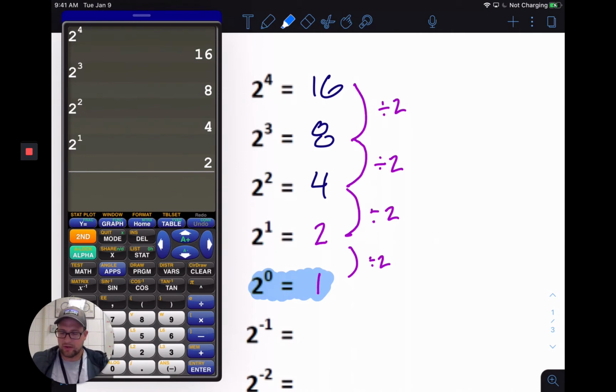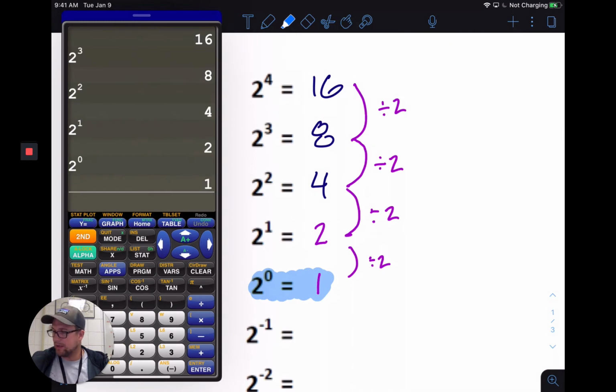Let's try to check this out. So if I take 2 and I raise it to the 0 power, 2 to the 0 power, it looks like, in fact, we do get 1. So our pattern has proved to be right, or at least that's what our calculator is telling us at this point in time. So let's go along with it for a second.